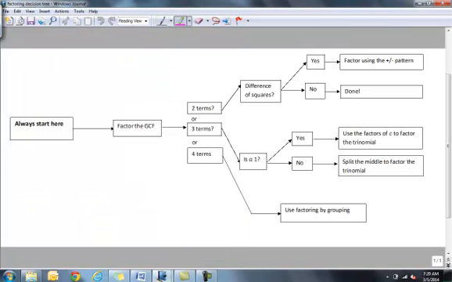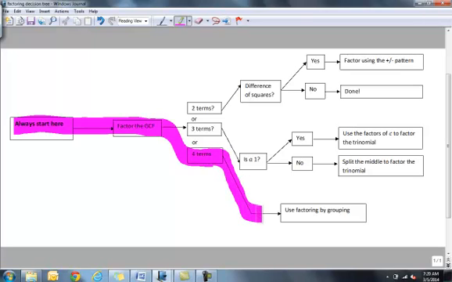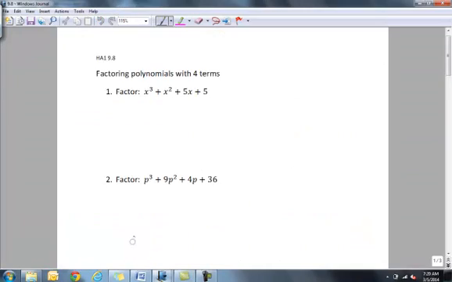And here's the path we'll take. We'll factor out a GCF. Sometimes that'll happen, sometimes it won't. And then we go 2, 3, or 4 terms. It's going to be 4 terms this time. So then if 4 terms, it's really just one step. We're going to factor by grouping. That's going to be the path we take with these first couple of problems.